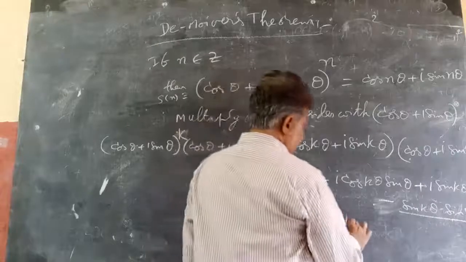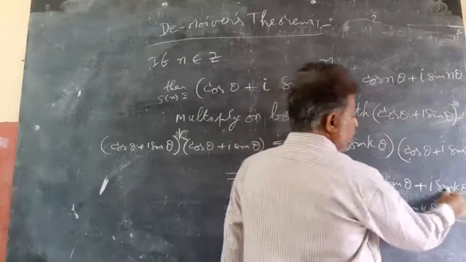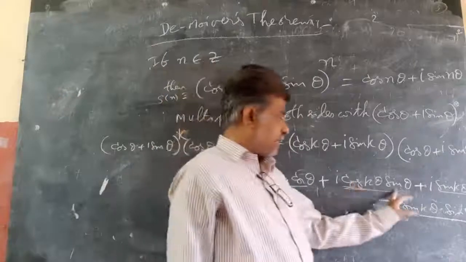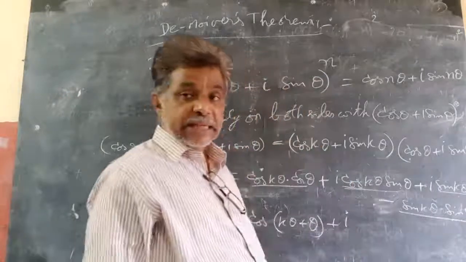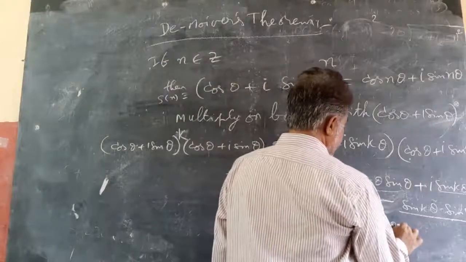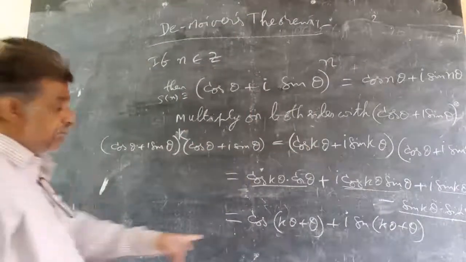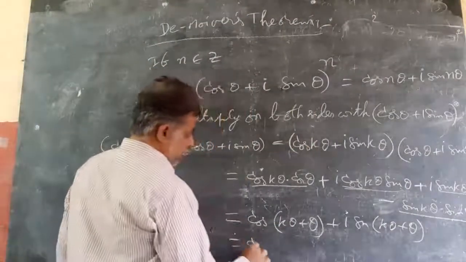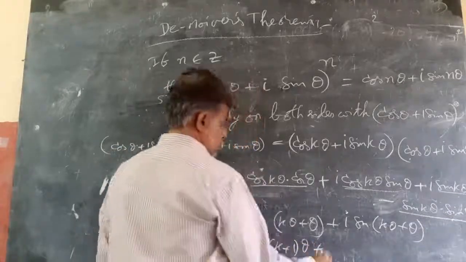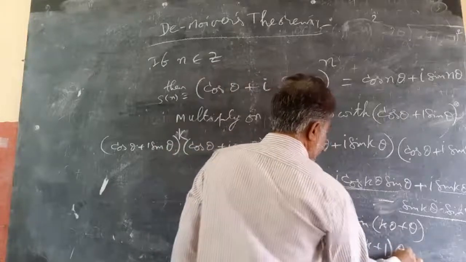Plus, by taking i common from these two: sin A cos B plus cos A sin B is sin of A plus B. So sin of k theta plus theta. Now if we take theta common, this becomes cos of (k plus 1) theta plus i sin of (k plus 1) theta.